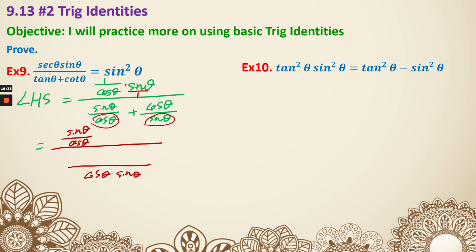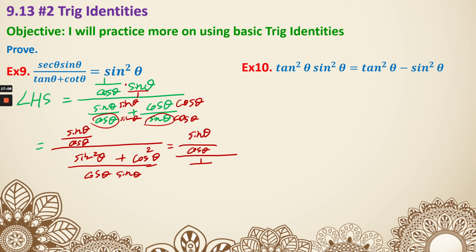That means for the first fraction, I'm going to multiply everything by sine, because the bottom is missing a sine. For the second one, I'm going to multiply everything by cosine. So the first fraction now becomes sine squared on the top plus cosine squared on the top. So now I actually have sine theta over cosine theta, the whole thing over 1 over cosine theta sine theta.